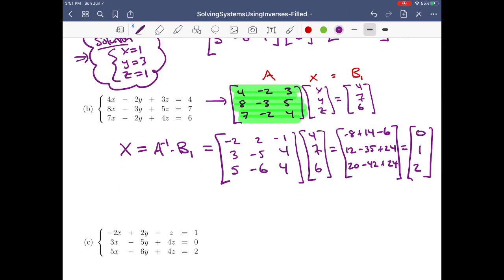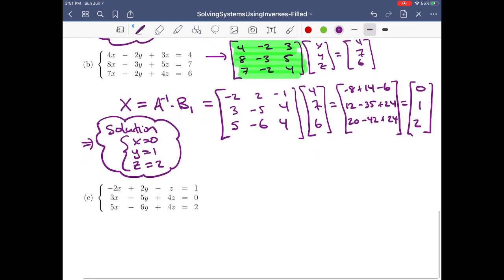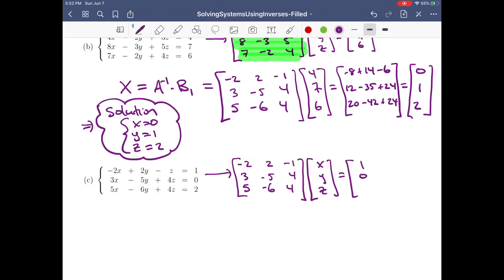So that means that my solution here is x equals 0, y equals 1, z equals 2. And again, you could check each of these in your original equations and make sure that they work. Okay, what about this last one? So this one does look different. If I write this one out, it's going to be -2, 2, -1, 3, -5, 4, 5, -6, 4, times my variables x, y, and z, and it's equal to the column matrix 1, 0, 2.